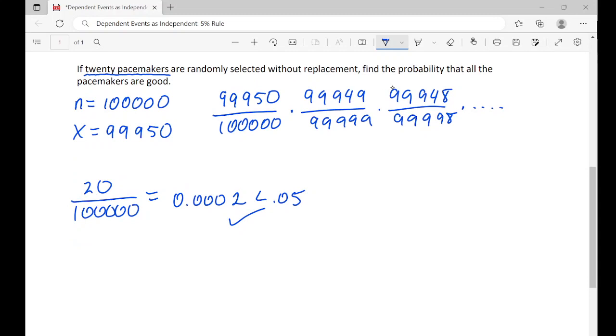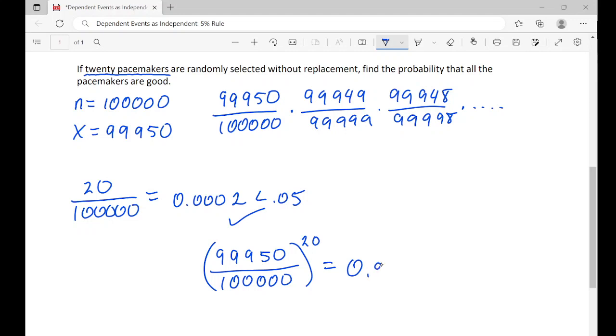How does that make our life easier? Well, instead of doing each number one less 20 times, we can take the total number of good pacemakers divided by the total number of pacemakers. And since we need to do it 20 times, we can just raise it to the 20th power, which makes computation much, much nicer and much, much easier. So doing this, we're going to end up getting 0.990. So the probability of selecting 20 pacemakers that are all good is 0.990.